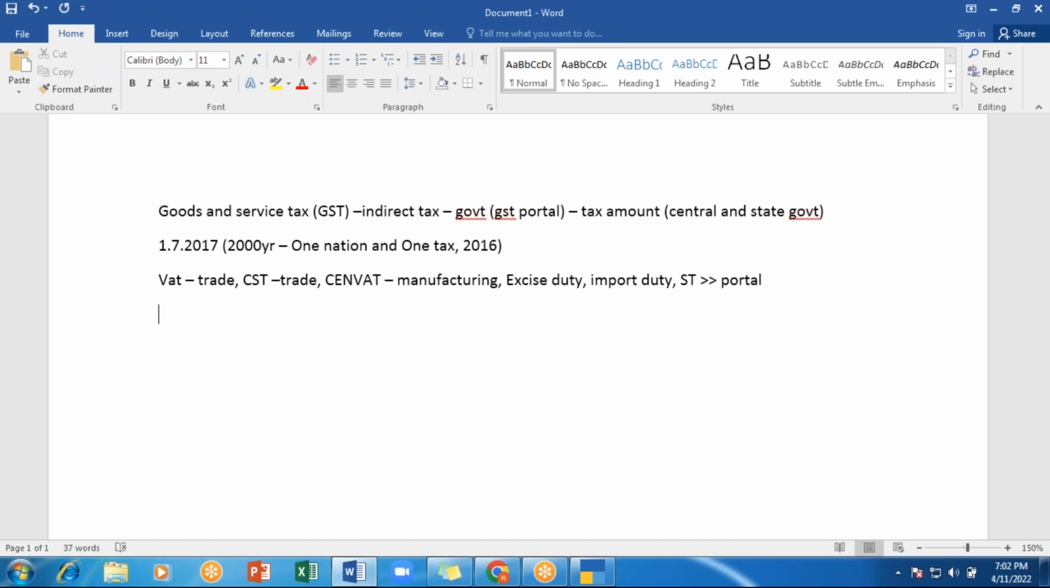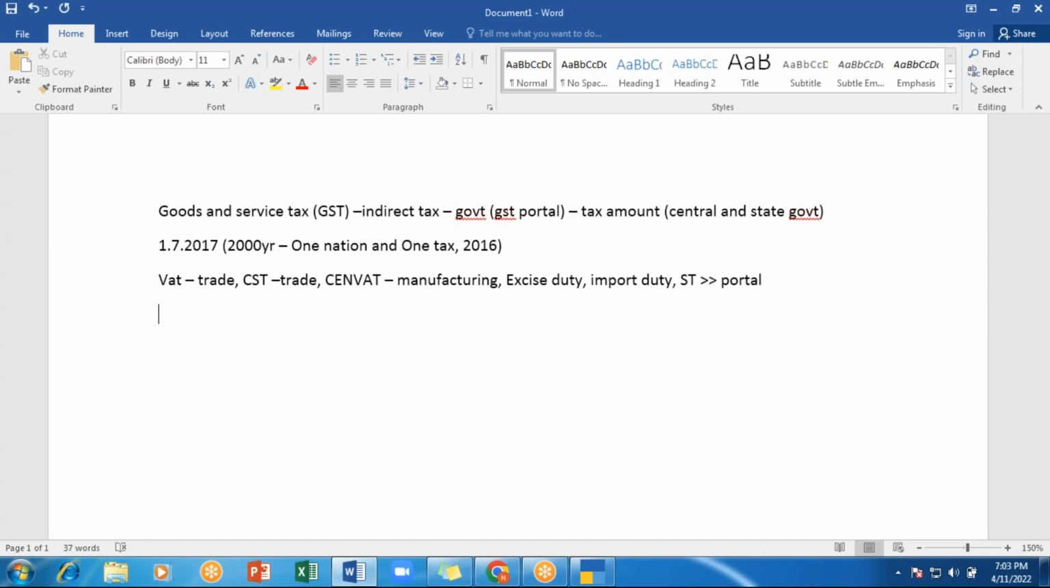Suppose a business is engaged only in a trade, then it is fine. If he is manufacturing a product, then he is making sales, and along with that he is also providing transportation services. So VAT, CST, SENVAT, service tax, all four taxes will be collected. And when this person is paying a tax, he has to use different websites. To avoid so many effects, they have combined all these taxes and brought it as GST.